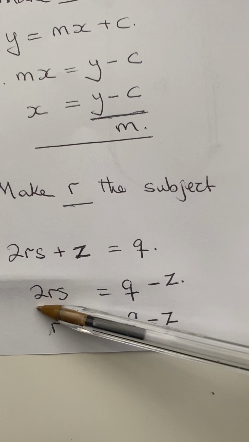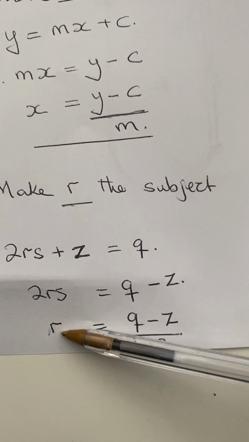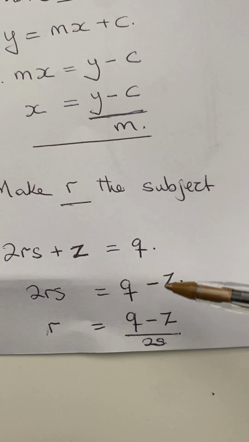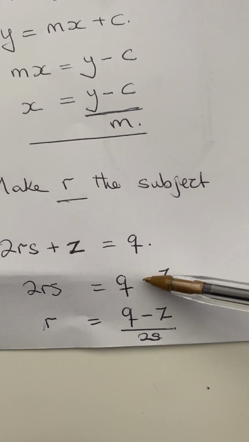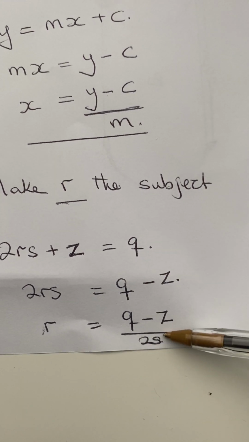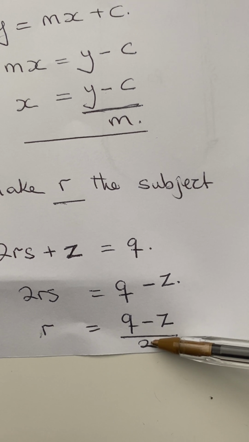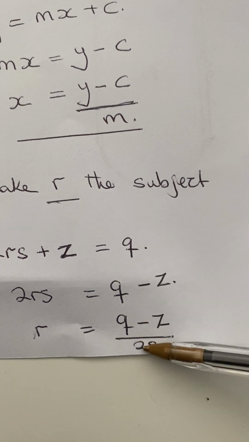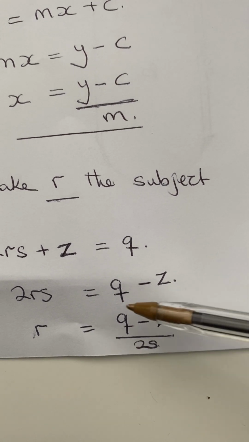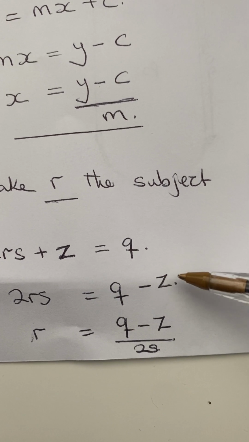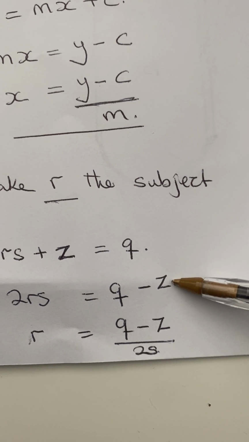If we divide this side by 2s, r becomes the subject, but 2s now is going to divide q minus z over 2s. So we need to divide by 2s everything here, not just the q and not just the z.